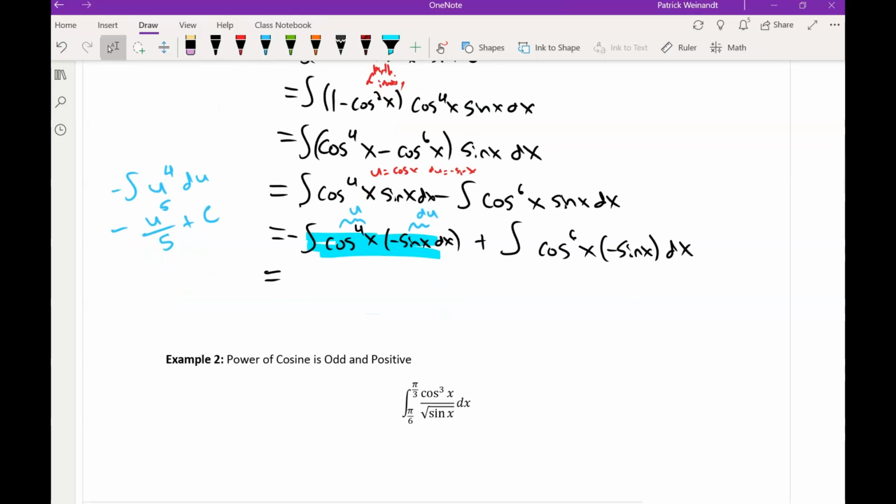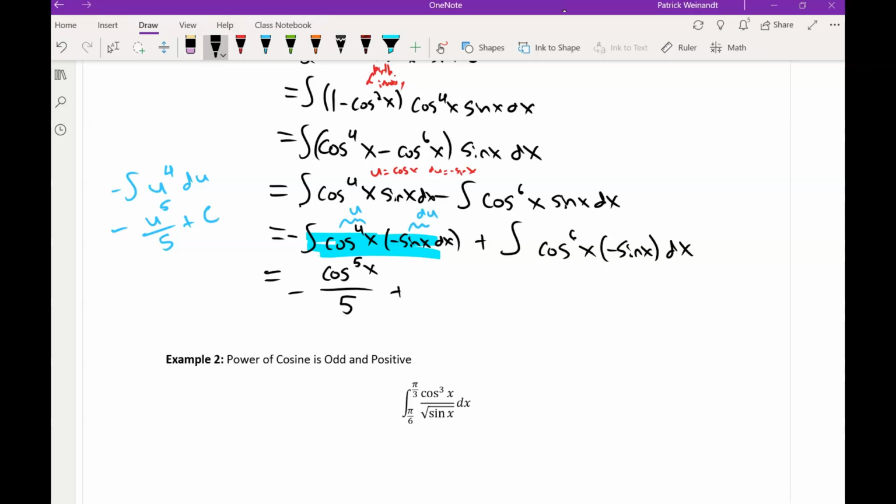Okay, so I know that the antiderivative of this is just going to be, well, this value, add 1 to the exponent. It's going to be cosine to the 5th of x, then divide by that value, and I still have a negative out front. Okay, plus, this is going to be u to the 6th, technically, u to the 6th du, which we're going to add 1 to that exponent.